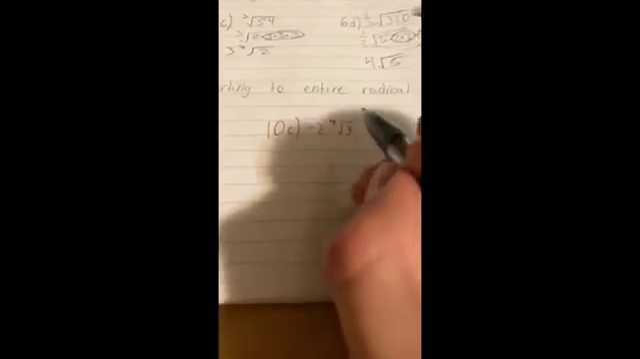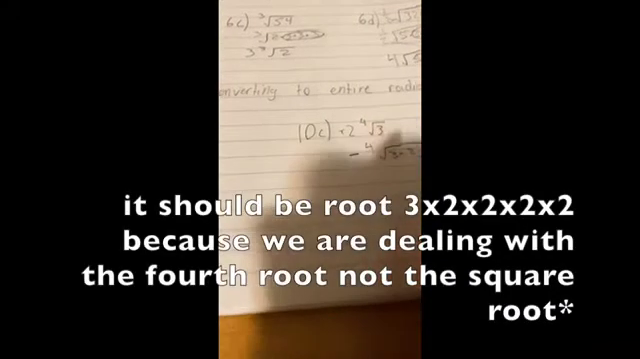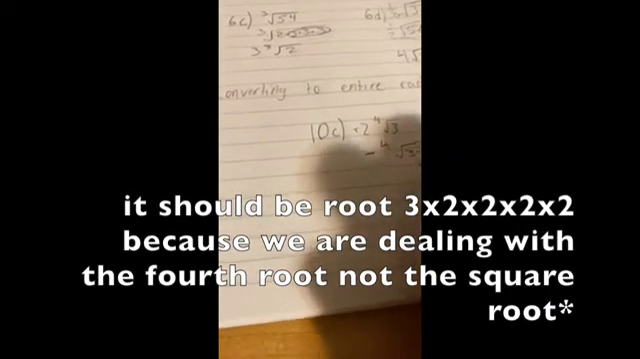Same with this one, except the catch is you're going to leave the negative on the outside. So it's going to be negative like this. 3 times 2 times 2, which is 48.